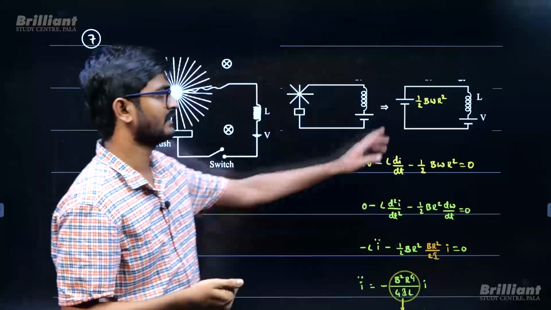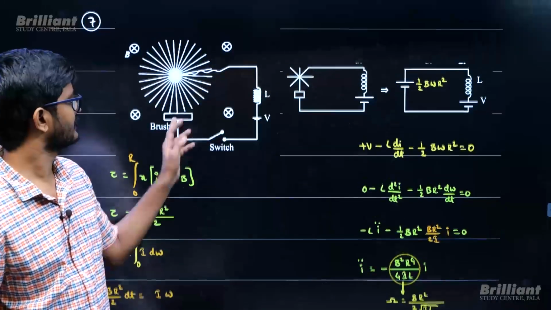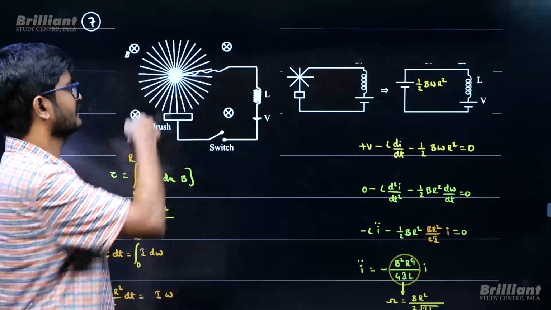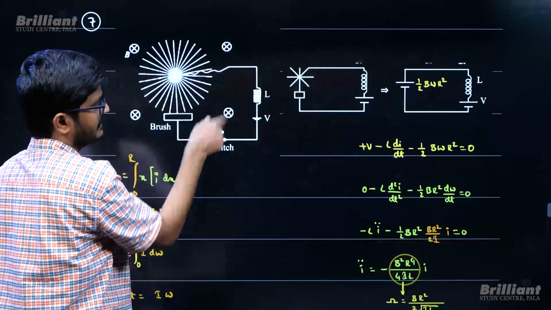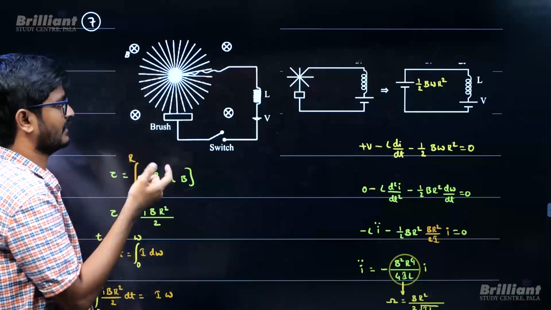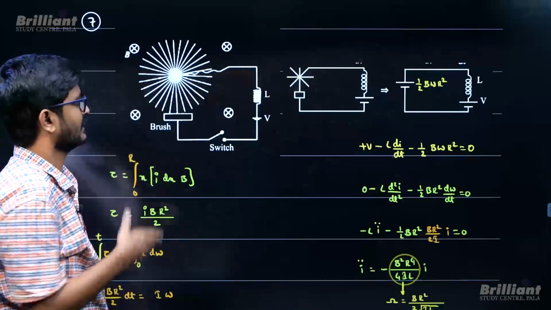Now how much is that? Half into B omega into R square, right? Yes, if some current is flowing, then L bar cross B bar, force on different elements will be different. So we need to integrate it to get the torque. So fine, let us calculate what is the torque.